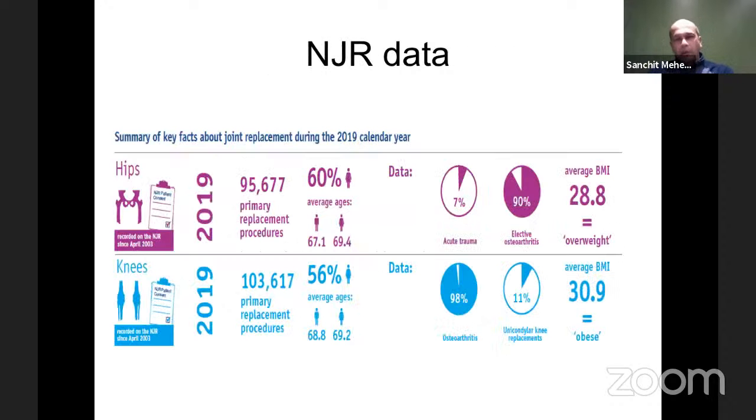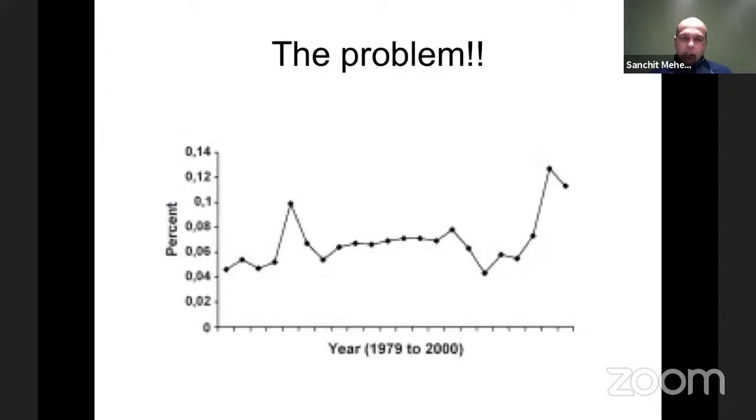So the nature of the problem: this is National Joint Registry data from 2019 in the UK. Nearly 95,000 primary hip replacements and 103,000 knee replacements. This number is pretty static at the moment, but if you imagine this many patients going around with primary joint replacements every year and people living longer and longer, the next problem we are going to have is periprosthetic and interprosthetic fractures. The incidence of periprosthetic fractures, this is old data from 1979 to 2000, but even then the incidence was creeping up.